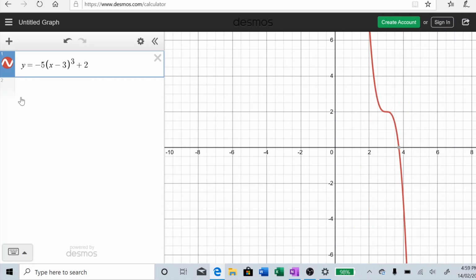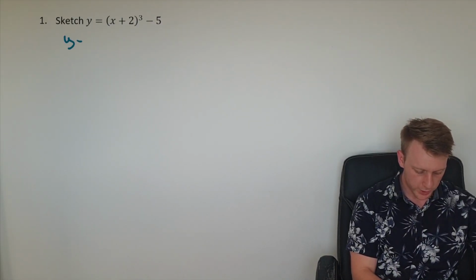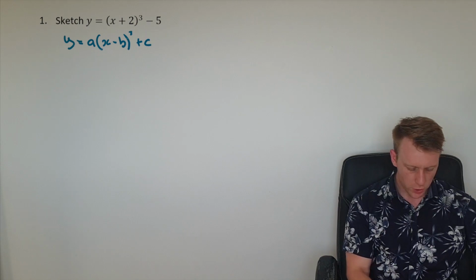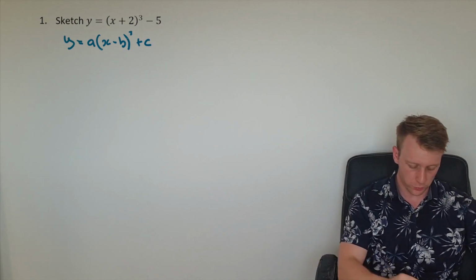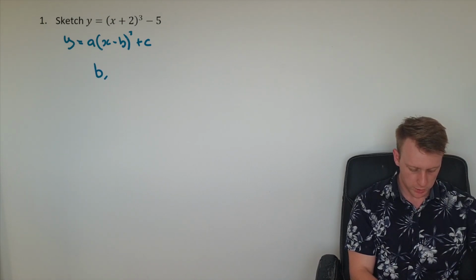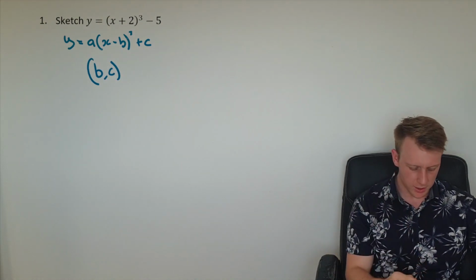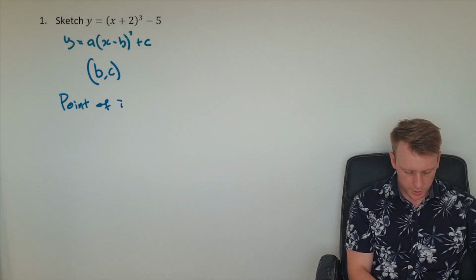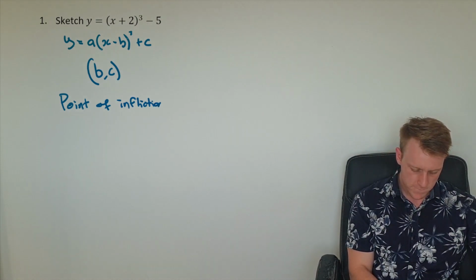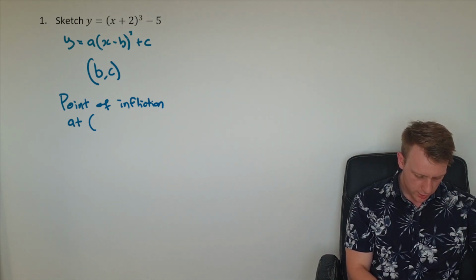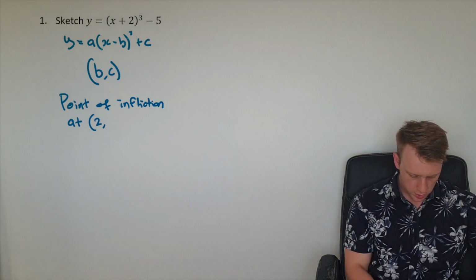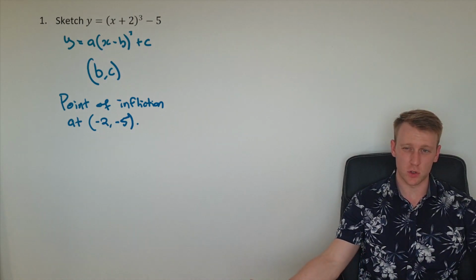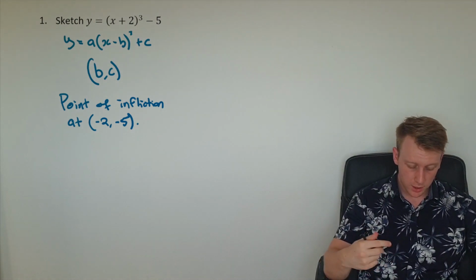-4, -5. We're being asked to sketch this cubic here, and we saw that with a cubic there is vertical and horizontal shift, and that shifts the point of inflection, which is the point where it turns around, kind of saddles around, at (b, c). So we can just read off that we've got a point of inflection at (-2, -5). So it's been shifted to the left 2 units and down 5 units.